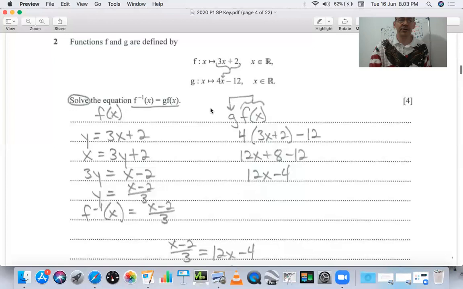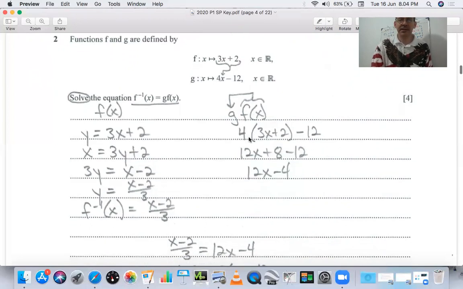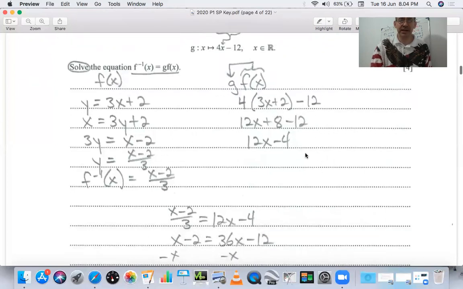And then over here, we have our composite function where the f goes into the g. So we take our f and plug it into the x that's in the g function. So now we have our 4 times, and then we put the f function in there, and we get 3x plus 2. And then don't forget the minus 12, finishing off our g function. And then you distribute: 12x plus 8 minus 12, 12x minus 4.